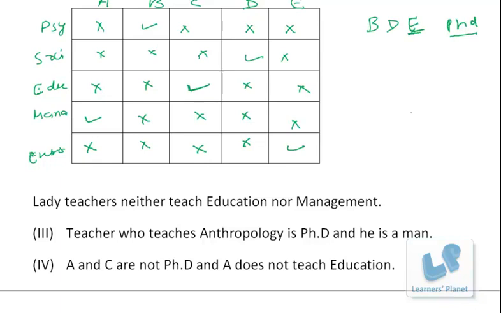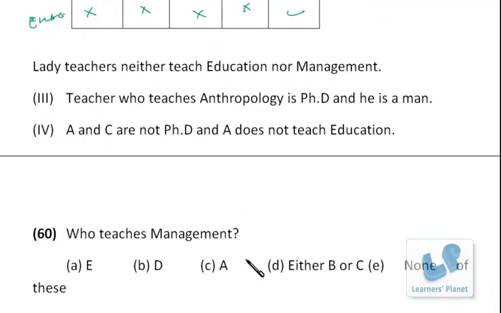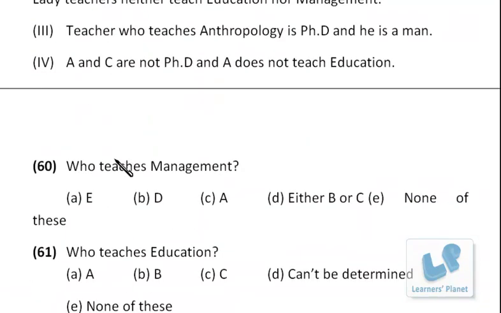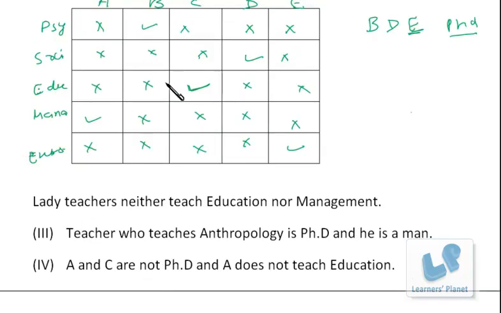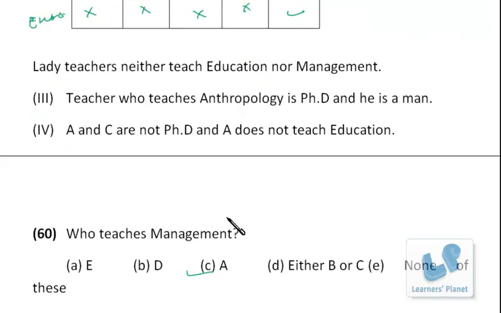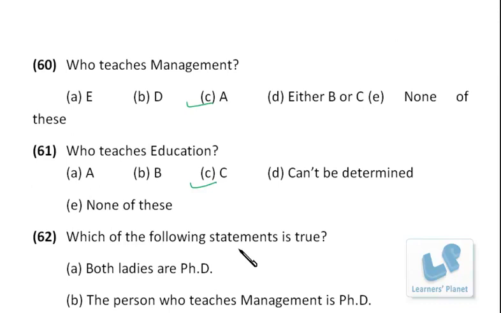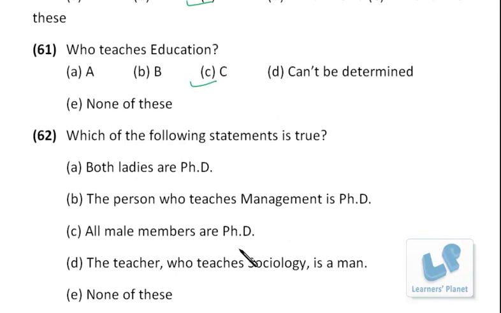So friends, after completion of this table, you just go to the questions one by one and try to answer. The very first question is, who teaches management? It is clearly A. A is teaching management. You don't have to spend time answering the question. It's obviously A. Now who teaches education? Education is taught by C. No worry, just immediately mark C. Now, which of the following statements is true? Now both the ladies are PhD.